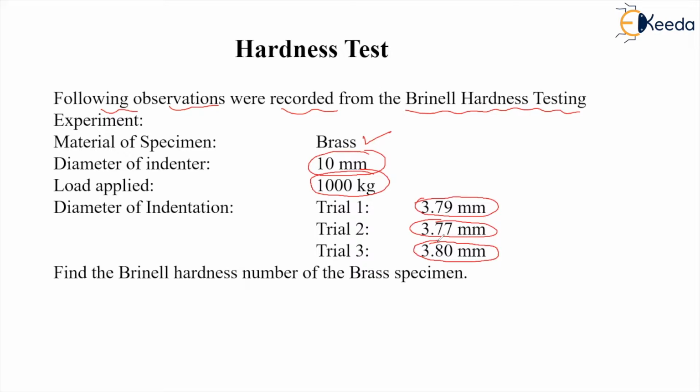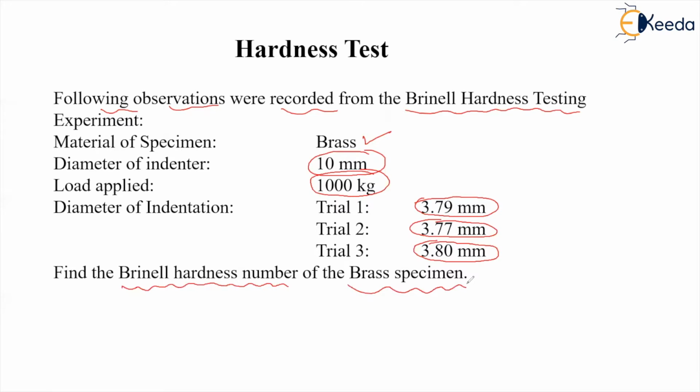3.80. Basically, when you do an experiment, you have to do the maximum number of trials so that the average of these trials may give the exact value. We can assume that the probability of getting the exact value is higher if you take more trials, right? So there are three trials, and in these three trials we have obtained three Brinell hardness numbers. So we can average these three Brinell hardness numbers, and we can find out the actual Brinell hardness number of the brass material, using the concept of hardness testing, right? So we have to find out the Brinell hardness number of the brass specimen.